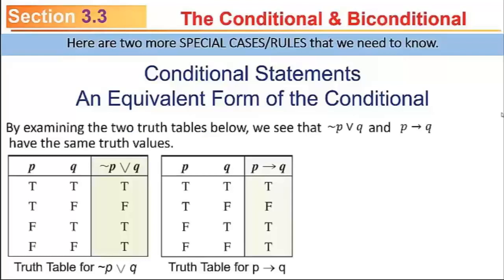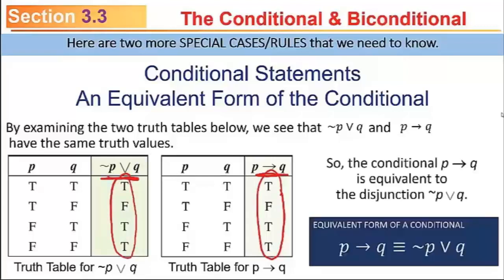By examining the two truth tables below, we see that not P or Q and P implies Q have the same values. I'm not going through this again, but if we went through the process of doing the truth table for not P or Q, which is the one on the left, and then we did the truth table for P implies Q, which we just did actually, on the right, you notice they have exactly the same truth values. The shaded column on the left truth table is true, false, true, true, and the shaded column on the second truth table is true, false, true, true. So they have exactly the same truth values. That means that those two forms are equivalent to each other because they produce exactly the same truth values.